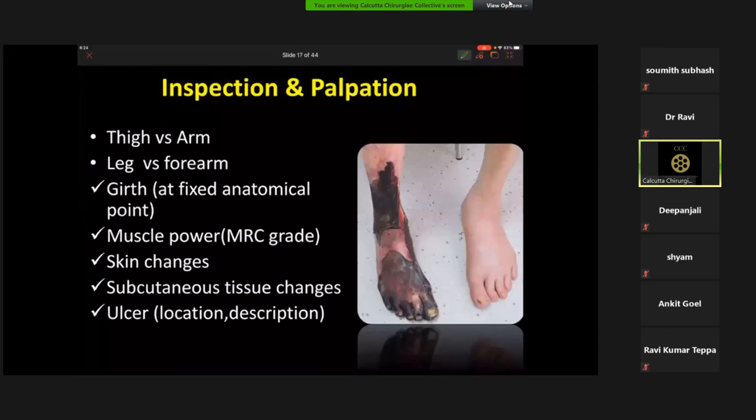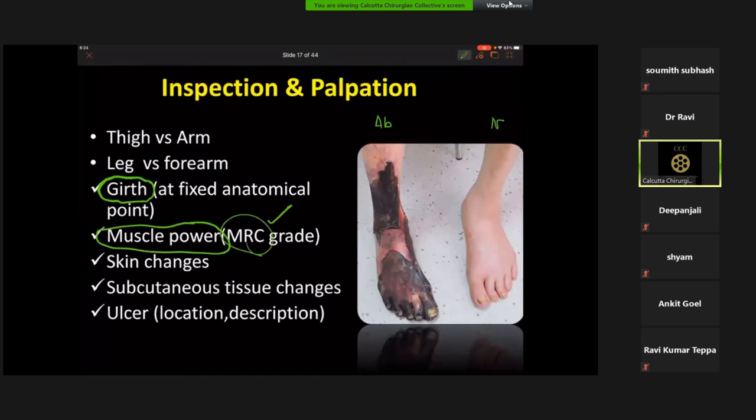On inspection, both the hands and the legs are always compared, abnormal and normal side. Always abnormal, normal, abnormal, normal. That means whenever you are comparing the thigh, normal, abnormal, leg, normal, abnormal, foot, normal, abnormal. What are the things that you would like to see on inspection and palpation? Sir, I'd like to see the girth of the limb, which suggests a decrease. I like to see the muscle power by the MRC grade.